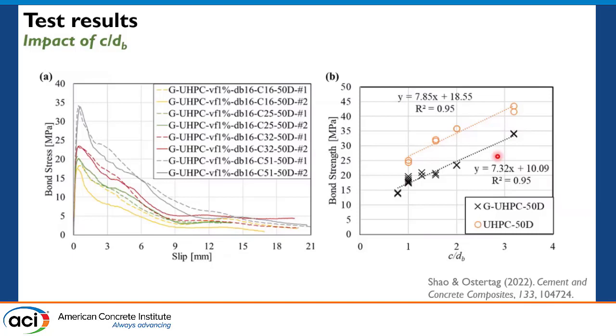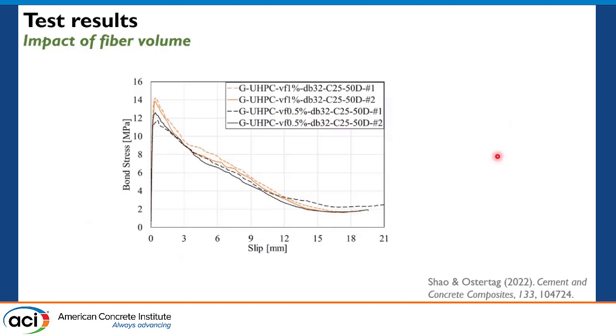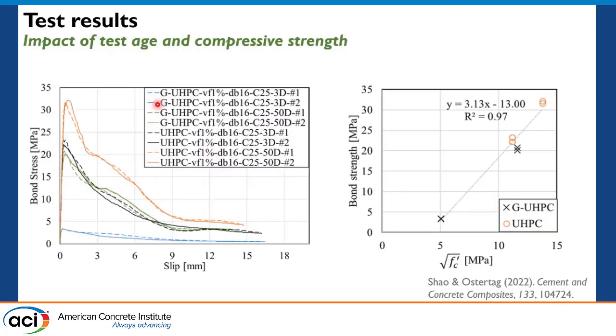And then we want to show the impact of fiber volume. So here I show the bond slip performance of a UHPC specimen with 0.5% fiber volume represented by this black line, another with 1% fiber volume represented by this orange line. As we can see, increasing the fiber volume can slightly increase the bond strength because of the more controlled splitting, the higher splitting resistance as expected.